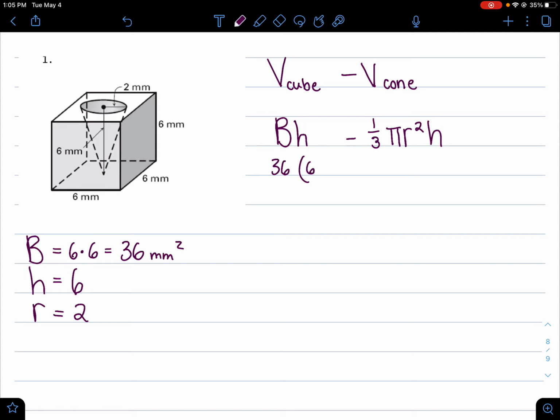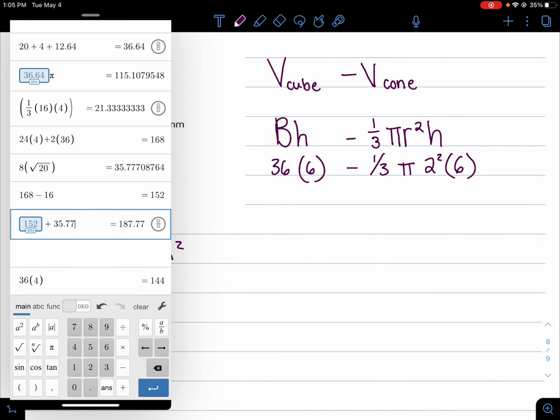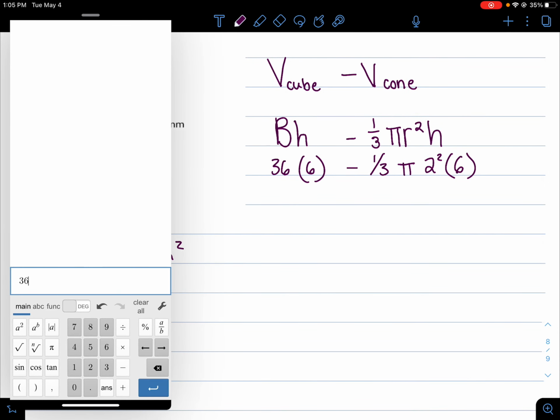36 times 6 minus 1/3 pi 2 squared times the height of 6. 36 times 6, we might need our calculator for that. 6 cubed. So the volume of our cube is 216, and we need to subtract the volume of our cone.